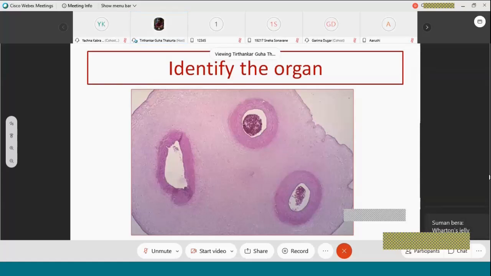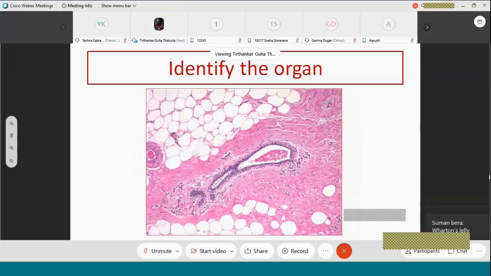Can you identify this organ? Look into the components of the organ and that will give you the clue. There is abundant fat or adipose tissue in the organ, abundant fibrous matrix in the organ or stroma, and there are also glands. So gland, fat and fibrous stroma. Which organ has all these 3?